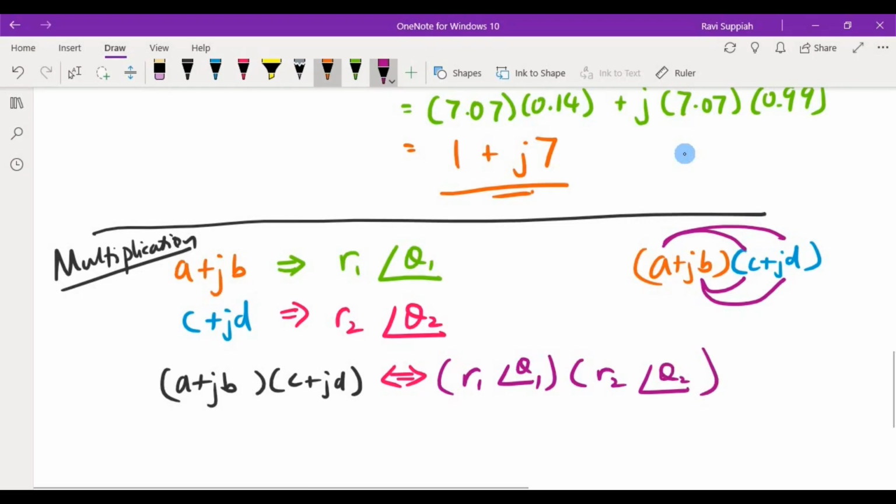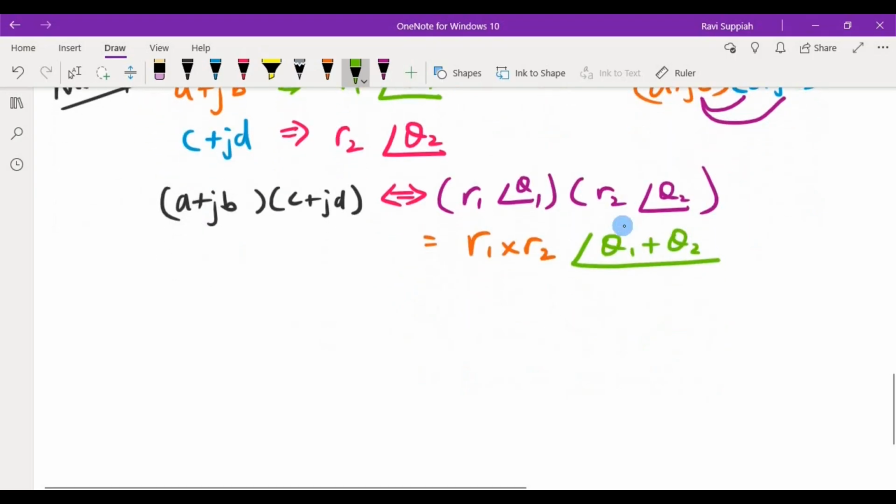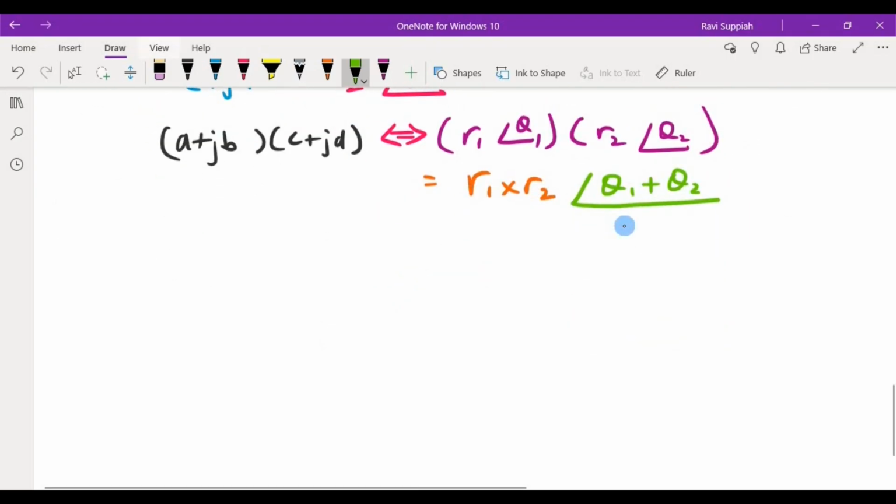Okay, the way to do it would be very simple. You just need to multiply the two r values, so it will be r1 multiplied by r2, followed by adding up the two angles, theta 1 add with theta 2. Okay, so that is all you need to do. Now let's look at this example where we're going to multiply the two complex numbers we saw earlier.